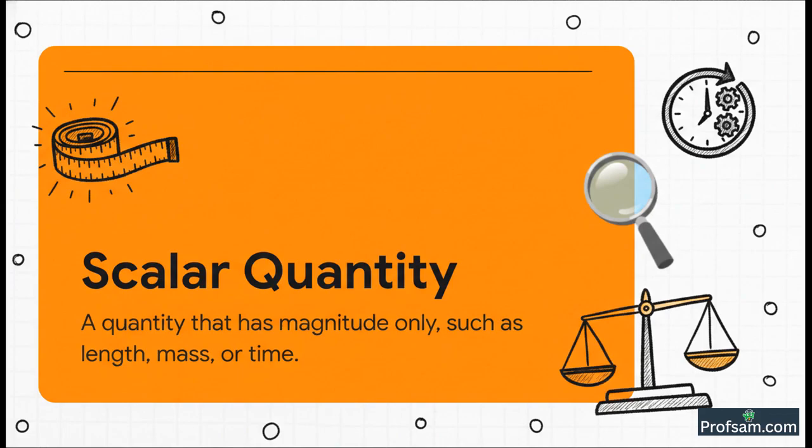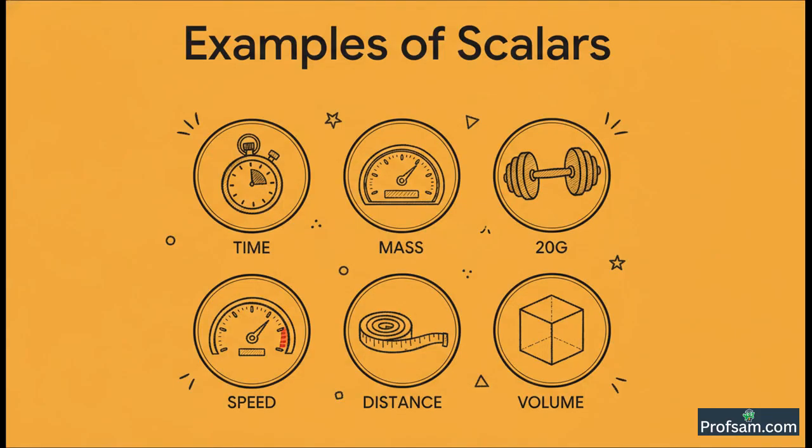A scalar quantity has only magnitude. Now, magnitude is just a fancy word for the amount or the size of something. So a scalar basically just answers the question, how much or how many? It's just a number with its unit, like 50 meters, 10 kilograms, or 5 seconds. That's it. No direction.